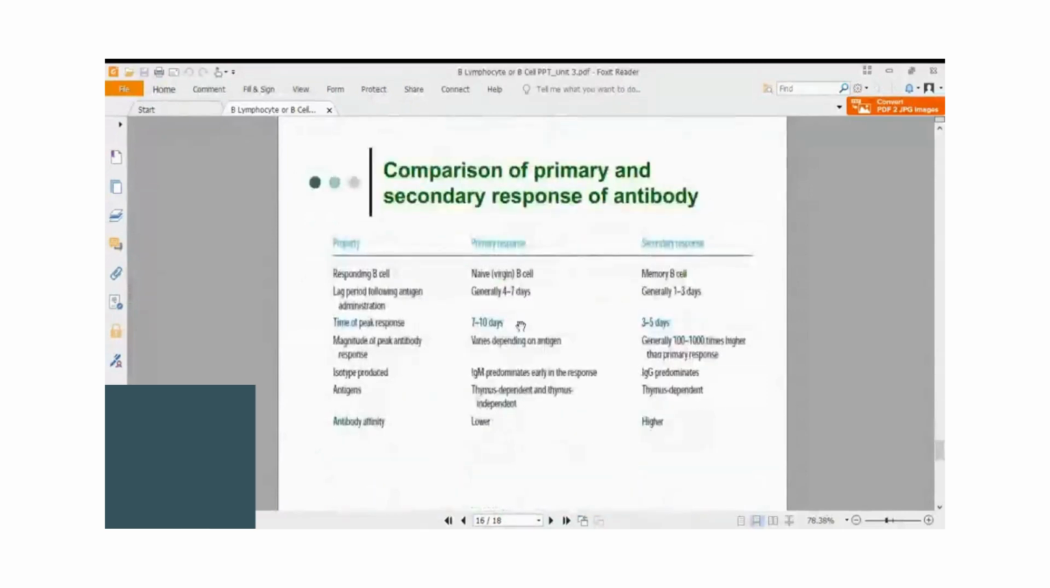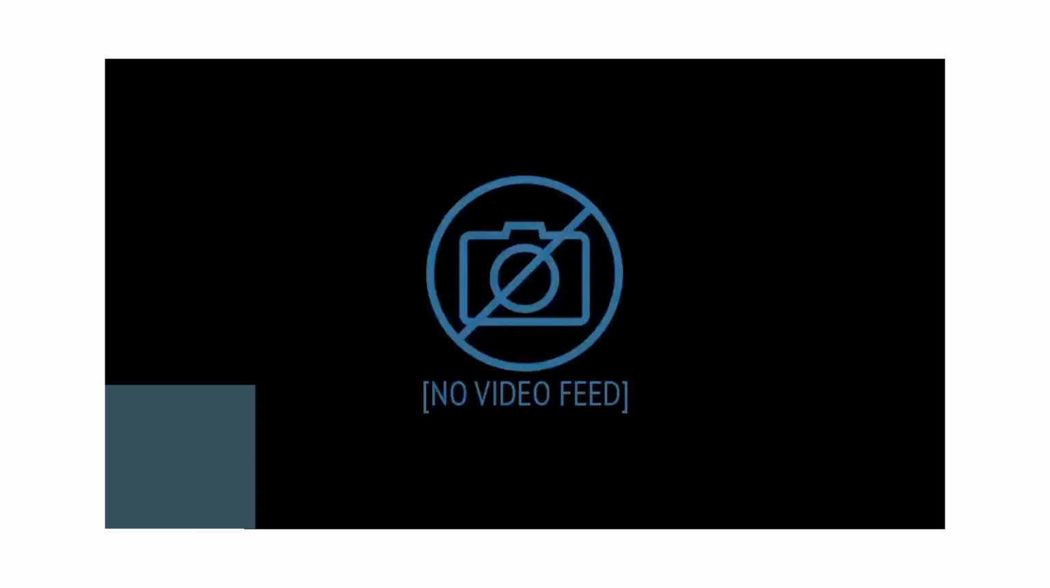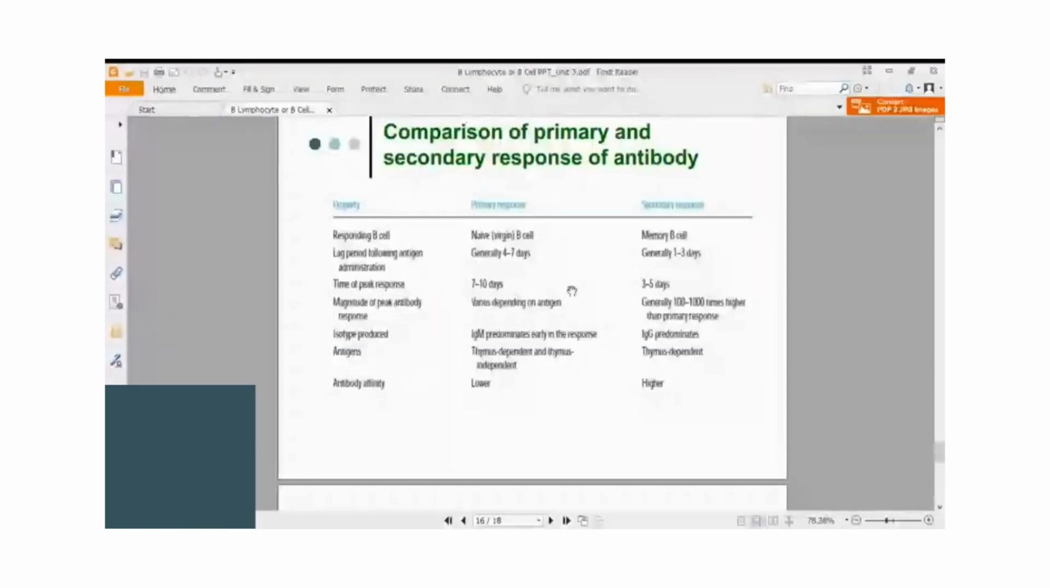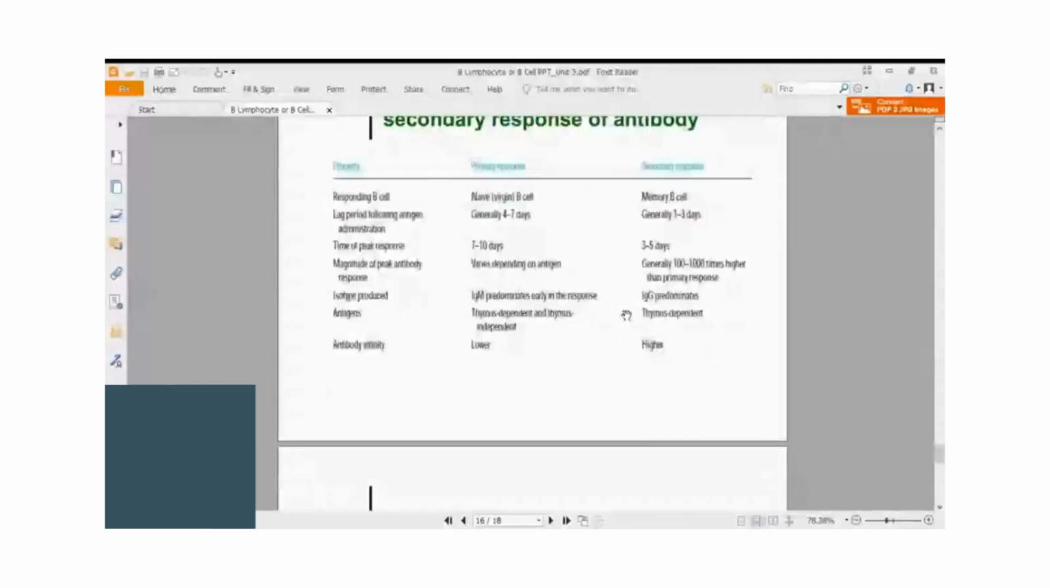Now, this is the comparative table. You can refer to it for your information. I've already mentioned that the primary response will always take longer than the secondary response. The secondary response is also called the booster response, in the sense that the B lymphocytes are already conditioned for the antigen, and they just have to respond immediately through the memory B cells. You may have a look at it on your own, and there is nothing much to talk about.